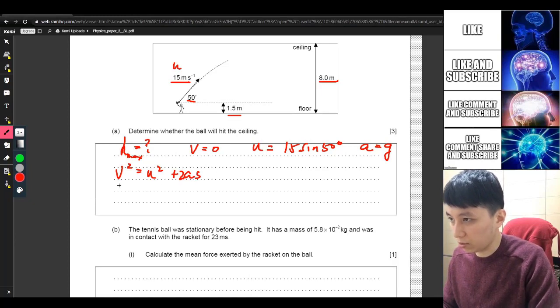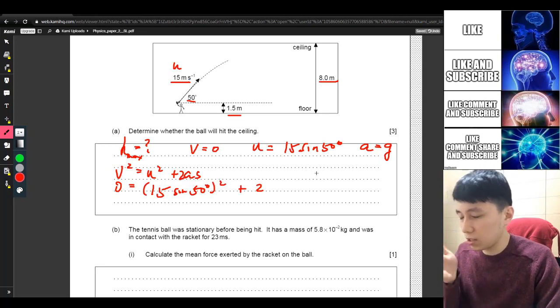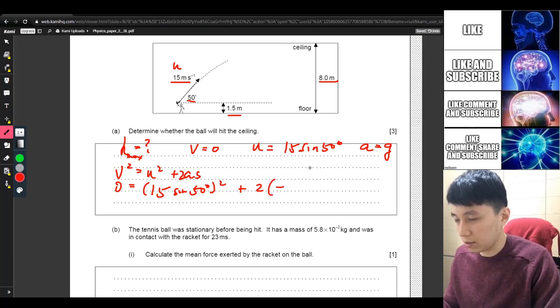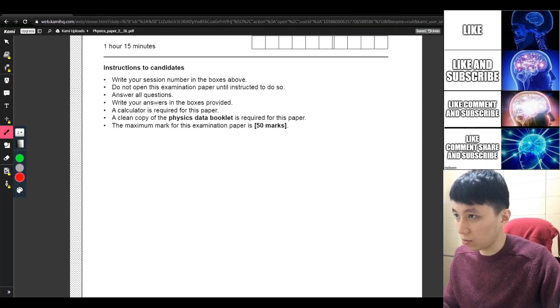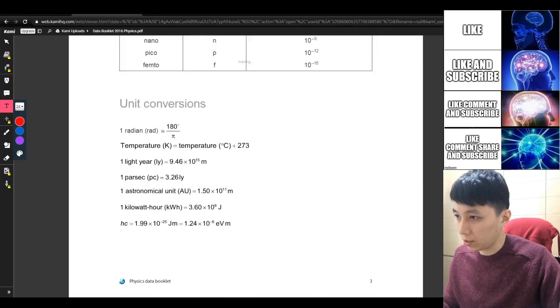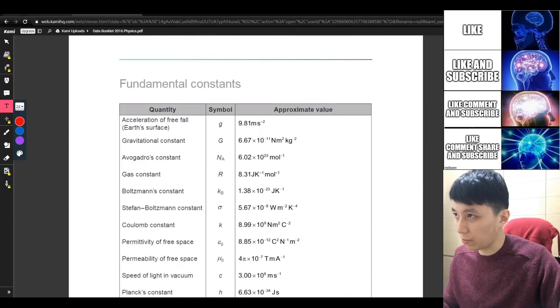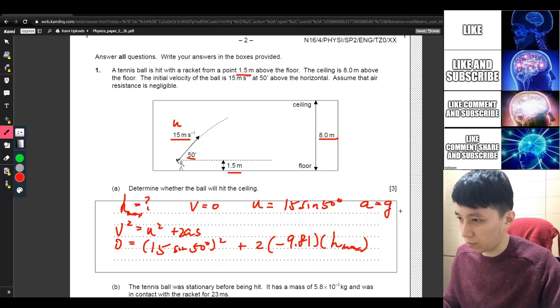Then we just substitute everything in. u is (15 sine 50 degrees) squared plus 2, and acceleration is going down, right? So we should put negative for g. I think they mentioned it in the cover, did they? No. So we would have to follow the one that they provide. Yeah, 9.81 is the one that we use in IB. So 9.81, and h is the maximum height that we want to find.